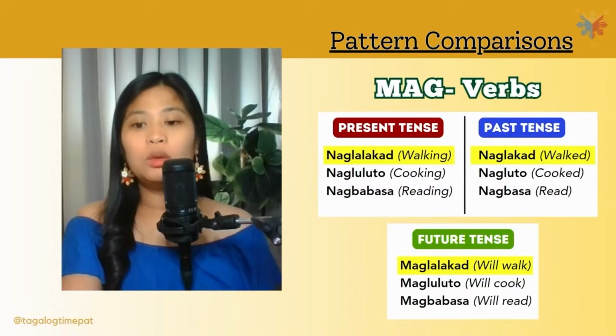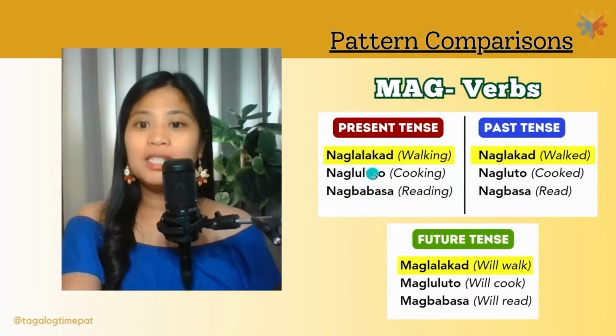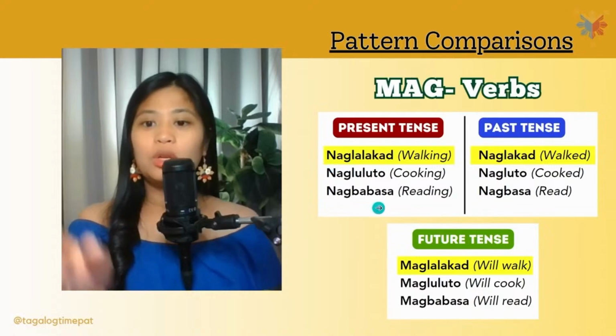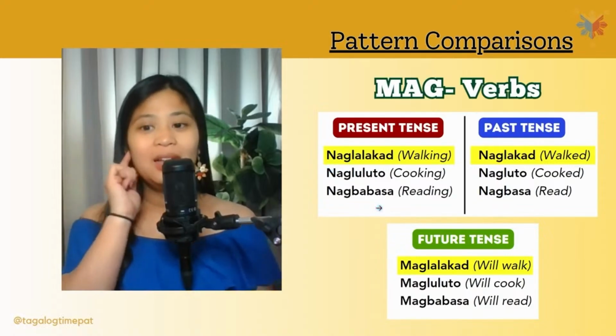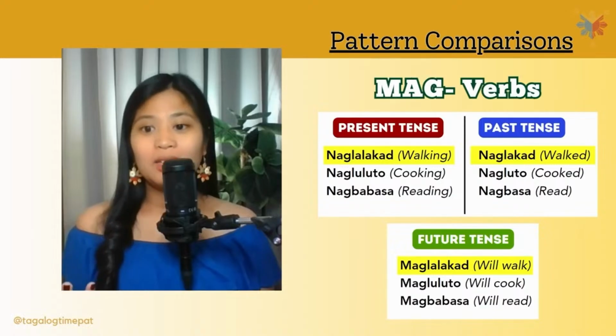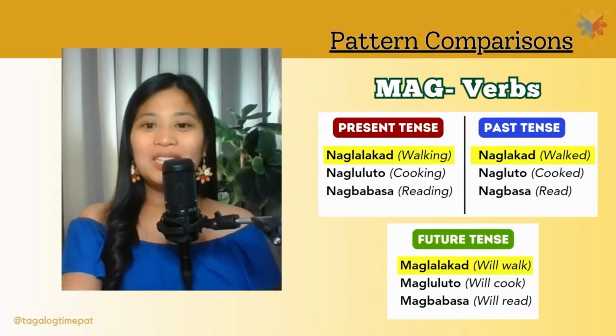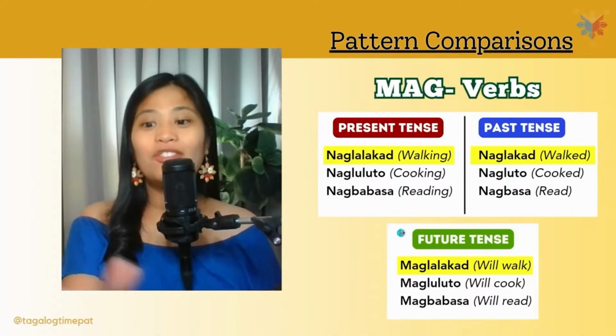That is will walk. So future tense and present tense are very similar for mag verbs. The only difference is the first letter. So it's one of those things where you have to listen very carefully, but also rely on the context clues in case you miss what that first letter was. Okay, so it is a very similar pattern for present and future tense conjugation of mag verbs.